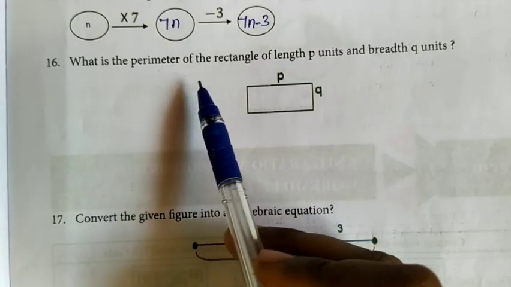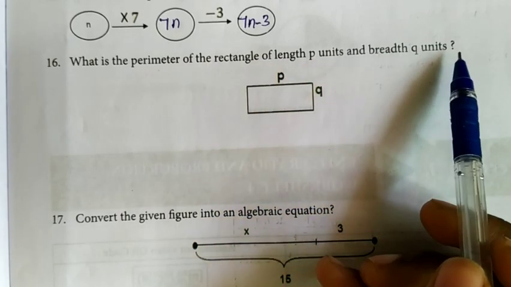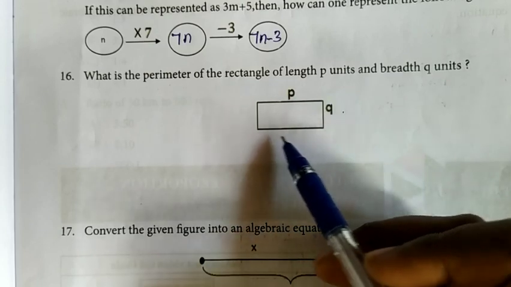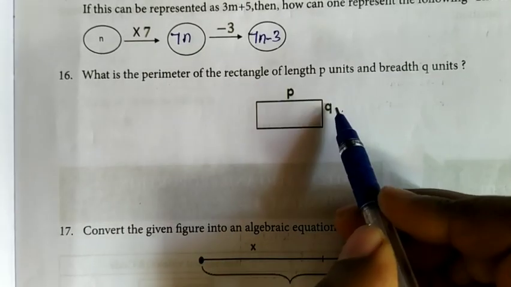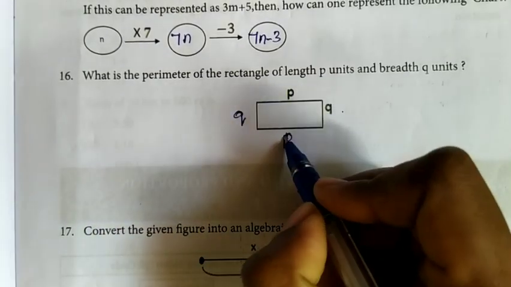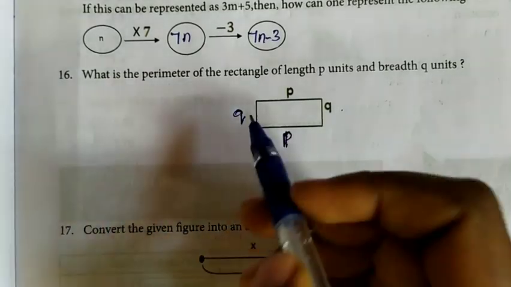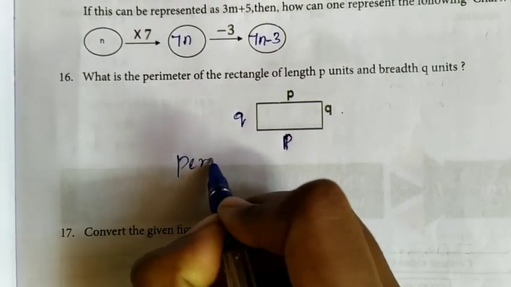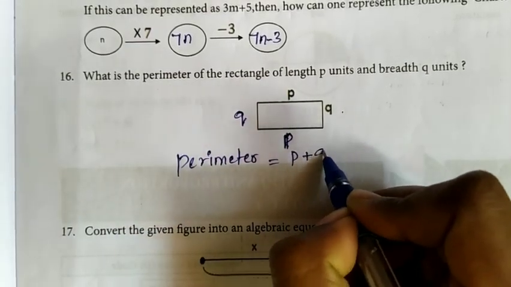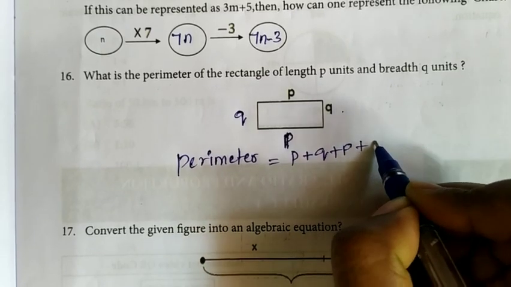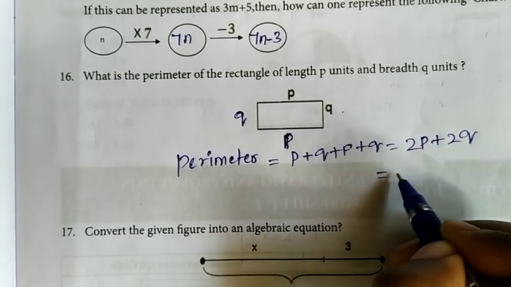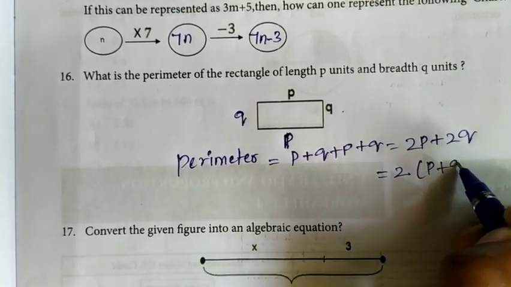16th question. What is the perimeter of the rectangle of length p units and breadth q units? To find the perimeter of a rectangle, we have to add the lengths of the rectangle. So if q is here, then the opposite side is also q. If p is there, then its opposite side is also p. So add the 4 lengths. Perimeter is equal to p plus q plus p plus q. So we get 2p plus 2q. Taking 2 as common, we get 2 times p plus q units.